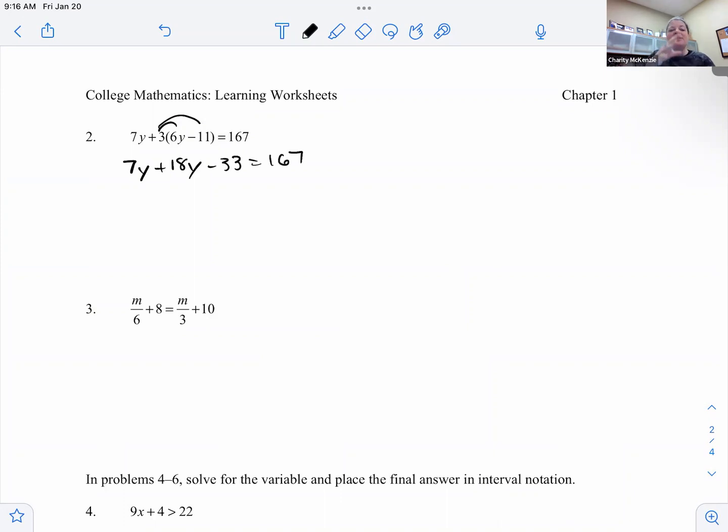So I still need to simplify on that left side. There's no opposite sign, so I do exactly what I see. 7 plus 18 is going to give me, what, 25?